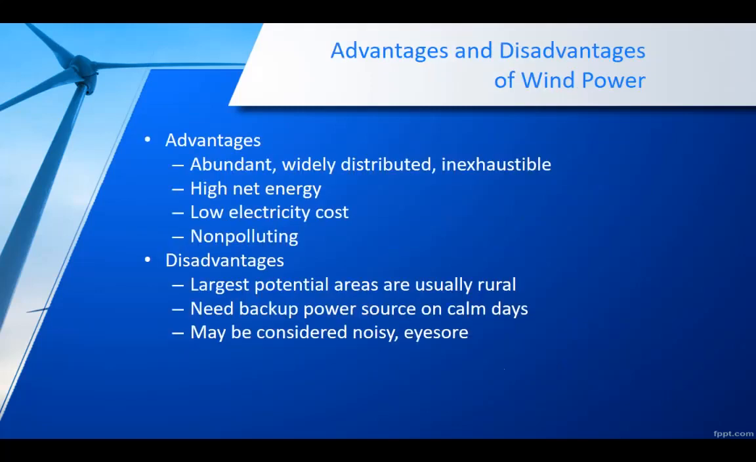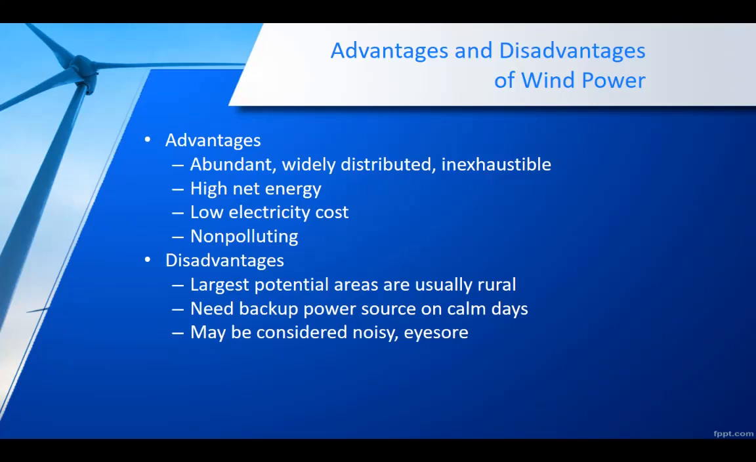So what are the advantages and disadvantages? Well, the biggest advantages are that it's abundant, widely distributed, inexhaustible, has a very high net energy and a low cost, and it's totally non-polluting. What are the disadvantages? The largest potential areas are usually rural because of the impact of all the taller buildings. And you do need a backup power source for when you have calm days because the wind doesn't blow 24/7. And for some people, it may be considered too noisy or too much of an eyesore.